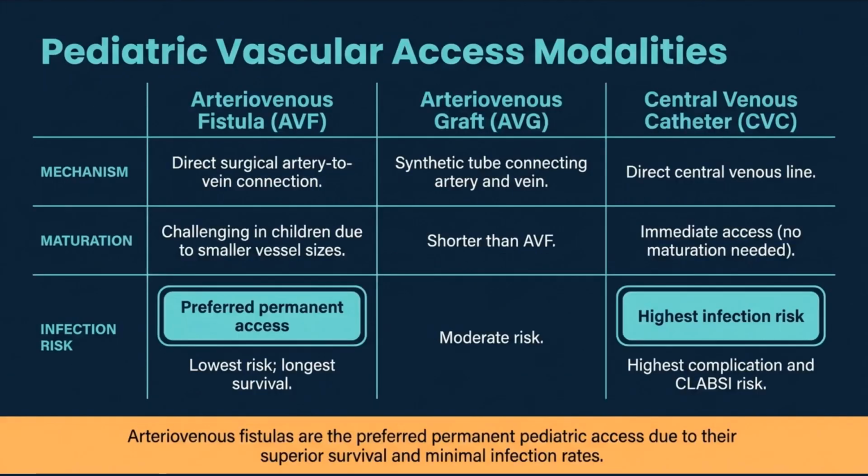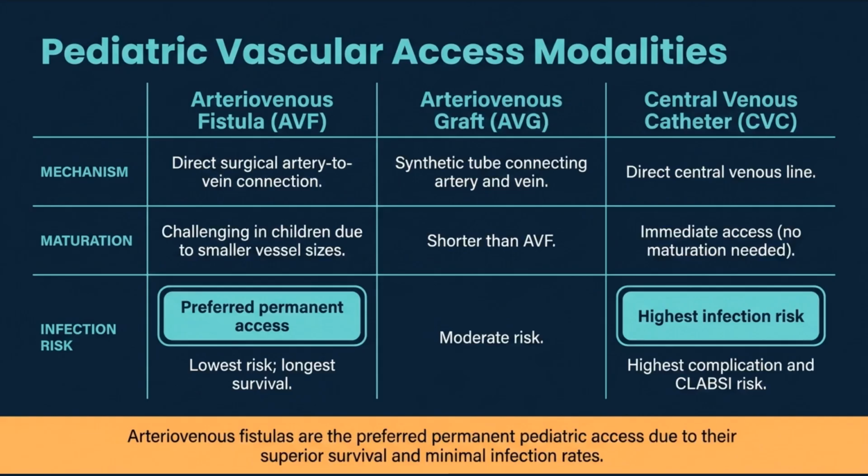We now shift our focus to the lifeline of the hemodialysis patient: vascular access. There are three main types of access used in children. Arteriovenous fistulas, or AVFs, are considered the preferred permanent vascular access. They generally have lower infection rates and longer survival times compared to other options. However, their maturation in children can be challenging due to smaller vessel sizes.